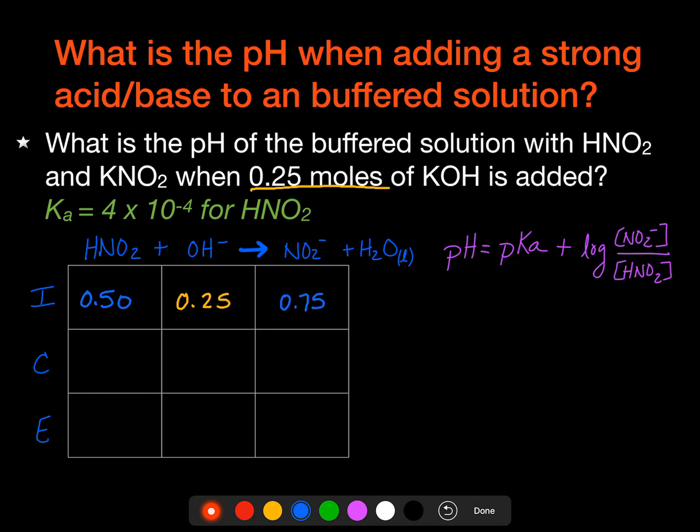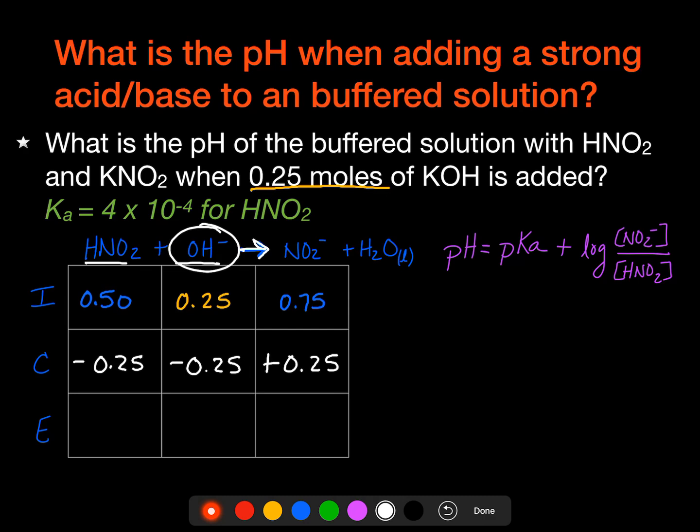So when we add these two together, when we're adding more of this, we're going to push this in this direction, to the right, and establish more of the nitrite anion. And so that means that we are going to subtract from the left side 0.25, and we're going to add that to the right side, 0.25. Okay? And it depends upon whether you're adding a strong acid or a strong base in which direction you end up going. So you may have questions about that later.